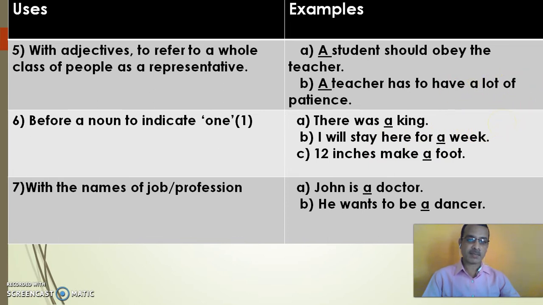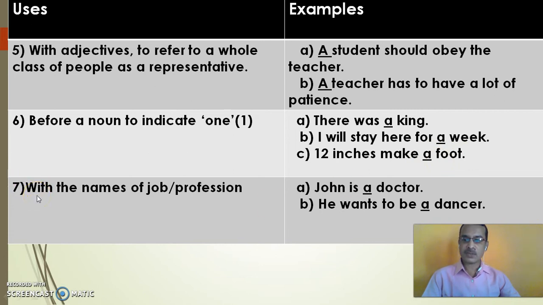In the next example, 12 inches make a foot. A foot means 1 foot. These are the uses of article a in the sense of 1 unit.